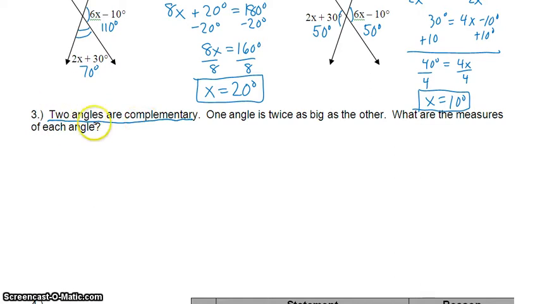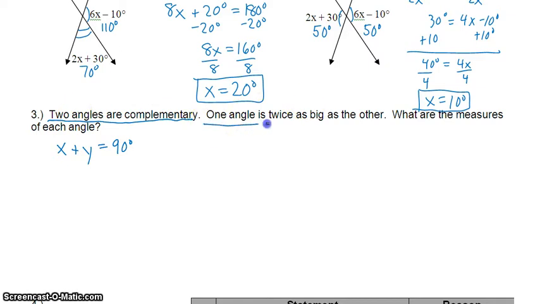So if two angles are complementary, we can't just say x plus x equals 90 degrees, because the two angles could have different measures. So we need two variables, like x and y. I can pick any two variables. I just picked x and y. Two angles are complementary. This is our first equation from this first sentence.